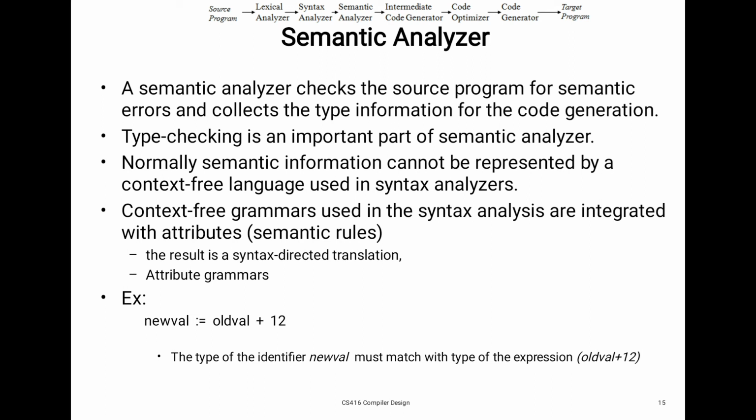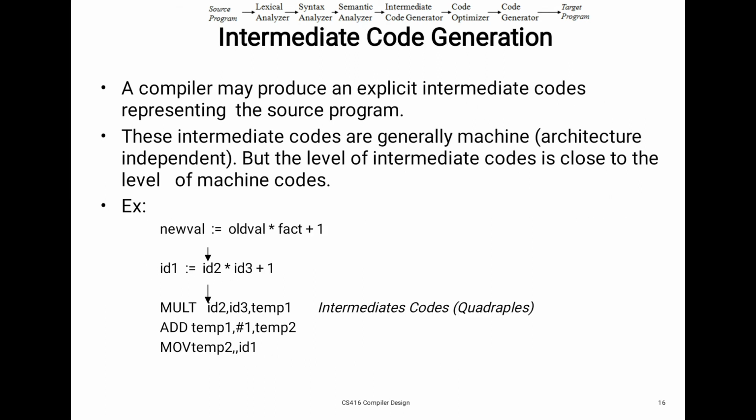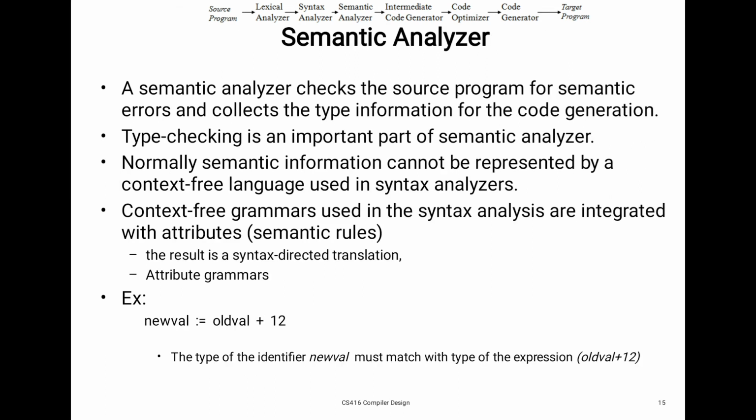Example: new value is equal to old value plus 12. The type of the identifier new value must match the type of the expression old value plus 12. That means if both are the same, then we'll get the same result. That's why this is a semantic analyzer.